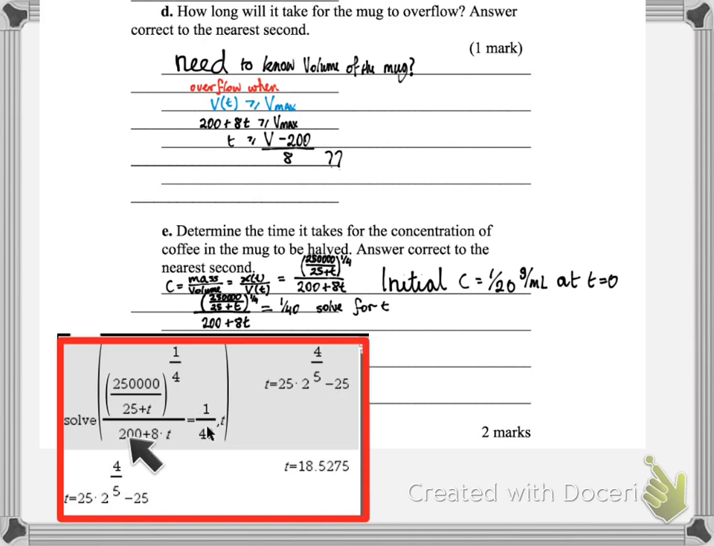There it is. We set up the equation in the CAS like so, use our solve function, and we can get an exact value for time. We want our answer correct to the nearest second, so we approximate it and we get 18.527. To the nearest second it must be 19 seconds.